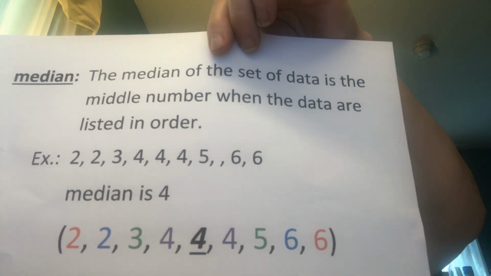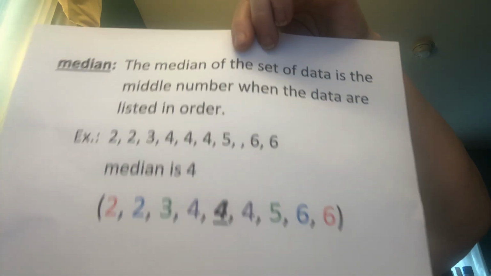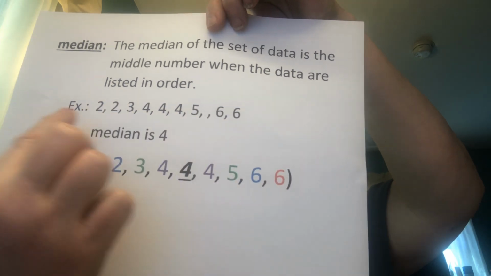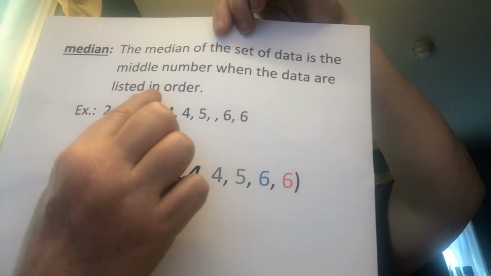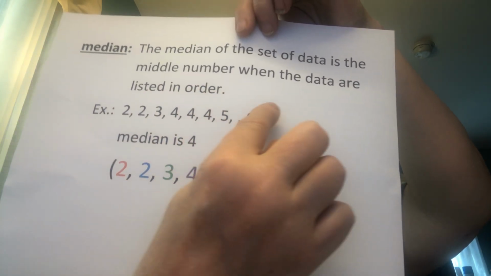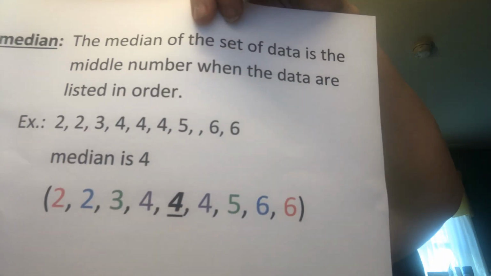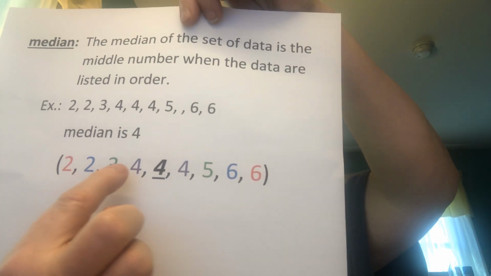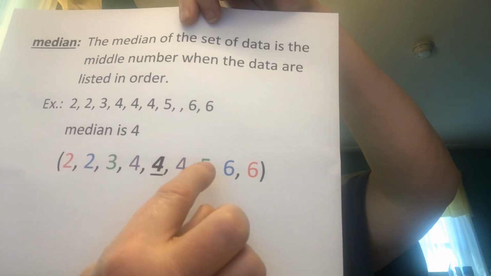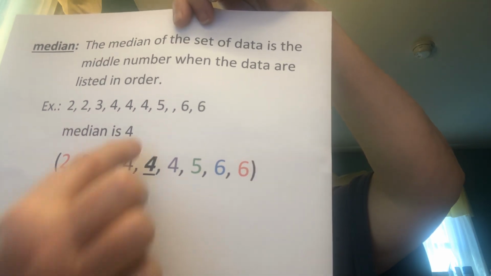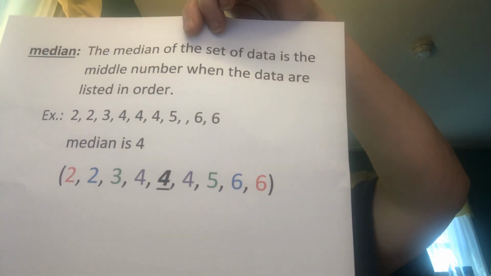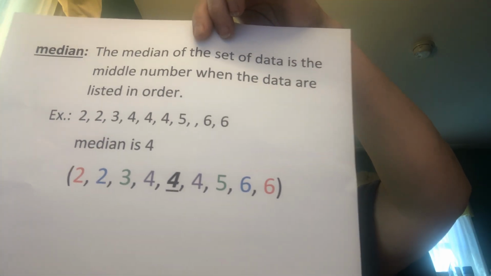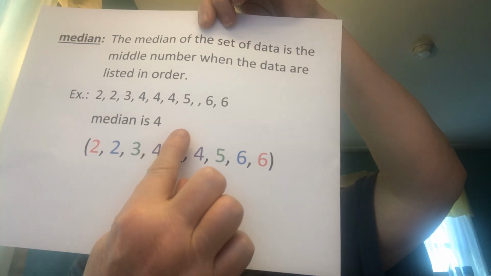Okay? 4. Now, if you have an odd number of values, 1, 2, 3, 4, 5, 6, 7, 8, 9, I have 9 values here. So there's very definitely going to be a middle number. But what happens if this middle number wasn't here?